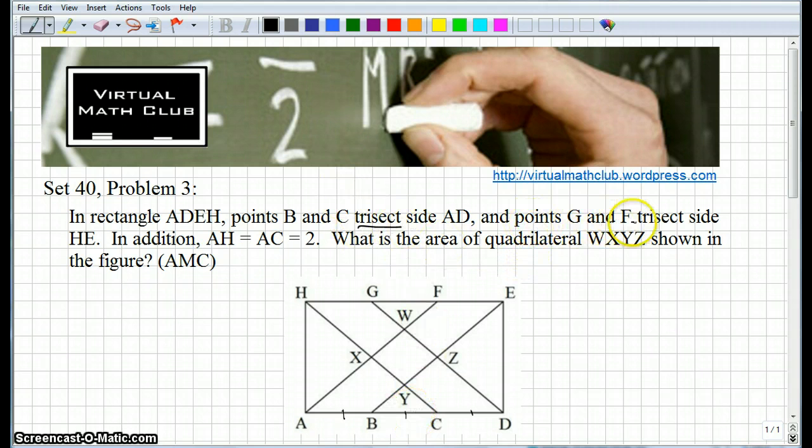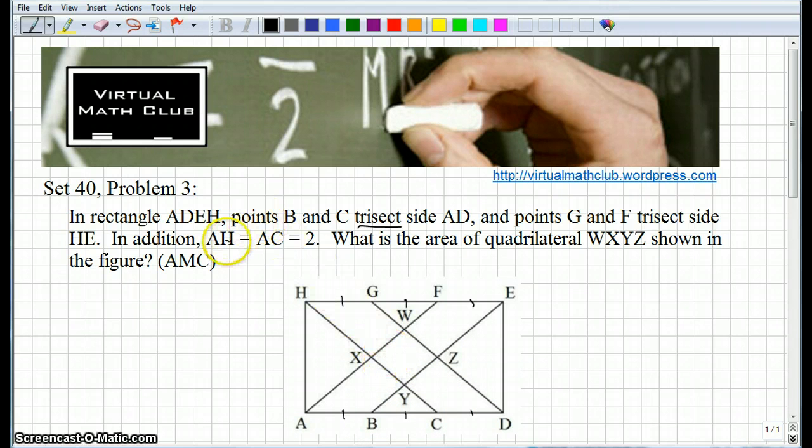And we're also told that F and G trisect this side HE. So again, this length and this length have to be congruent. And we're also told it's a rectangle, so that means we've trisected two opposite sides, which have to be equal to each other. So the lengths HG, GF, and FE have to be the same as lengths AB, BC, and CD. Okay, so they're all the same length.